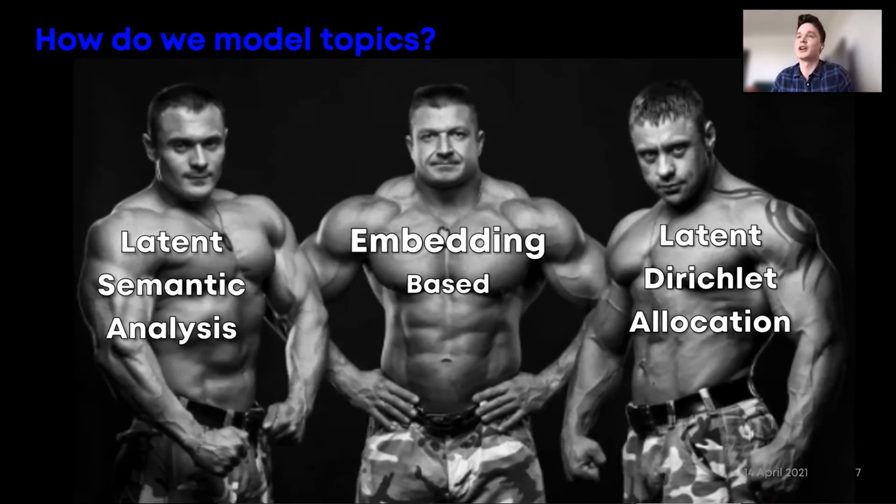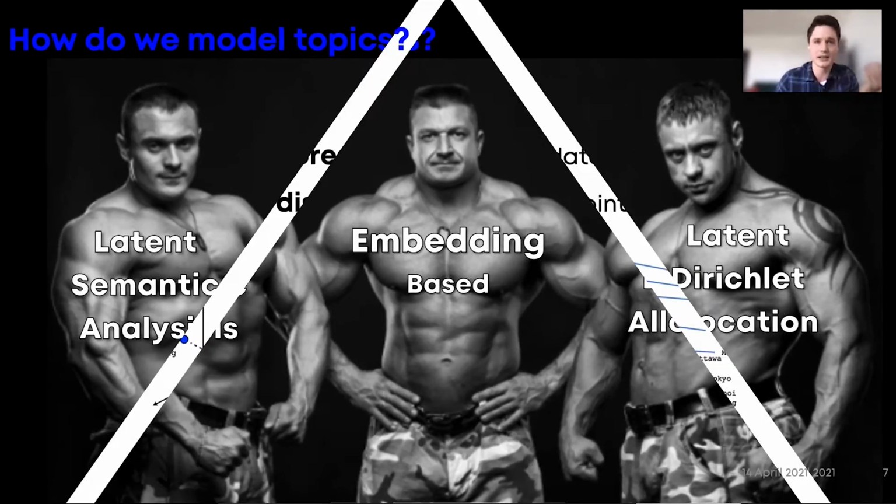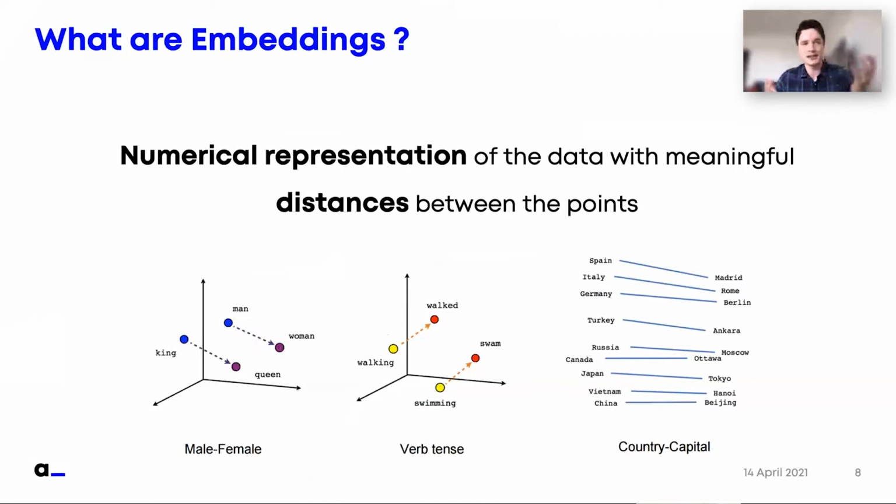These approaches are based on document clustering that is working behind the scenes. So now, first, what are embeddings? An embedding is just a numerical representation of the data that has meaningful distances between the points. This numerical representation spans a vector space, a feature space, in which the location of the points carries some meaning.